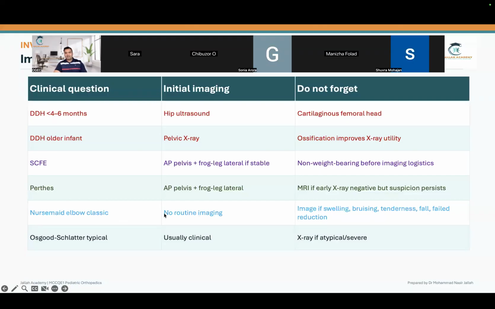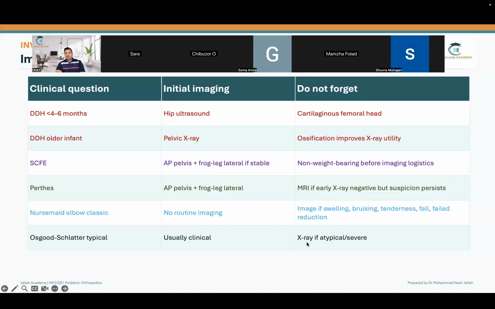Nursemaid elbow, classic: no routine imaging. We never do imaging unless we have red flags present. What are those red flags? Swelling, bruising, tenderness, fall, failed reduction. In these cases, we can do the imaging. Otherwise, it's a clinical diagnosis. We don't have to do any imaging for nursemaid elbow.